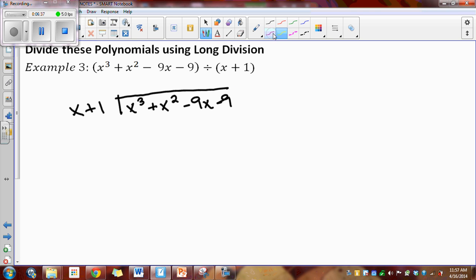Alright. And I told you, don't worry about this stuff out here. Just look at the first terms, both inside and outside. How do we get from x to x cubed? We multiply by x squared. Now distribute it back out. And when you do that, you'll have x squared times x squared, which is x cubed. And x squared times a positive 1 is x squared. And remember to subtract both of them.